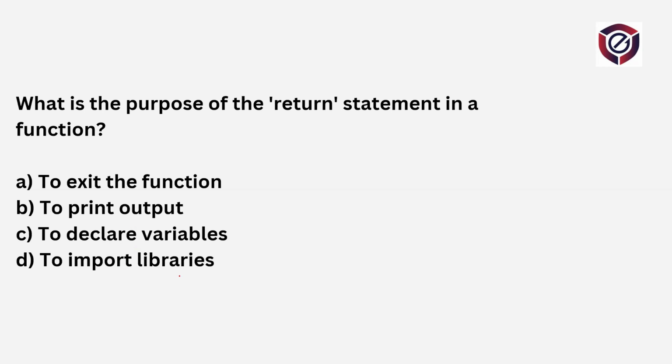So two purposes: one, to exit or return from a function, and another one to return any value if it wants to return to the calling function. So the correct option over here is option A, to exit the function. And to print output, to declare variables, to import libraries, these are incorrect options.